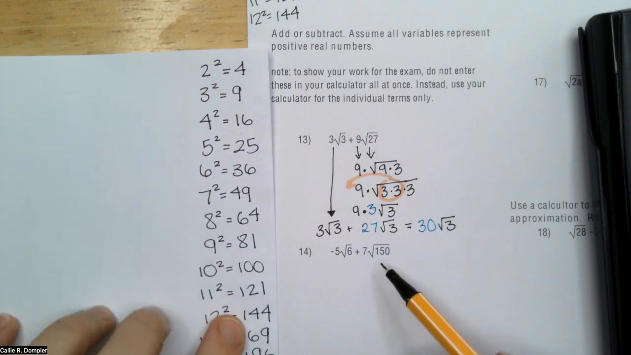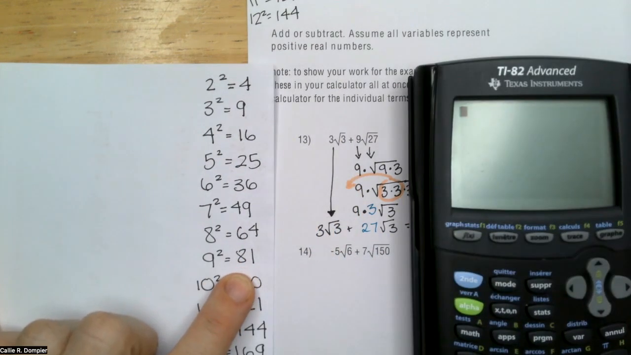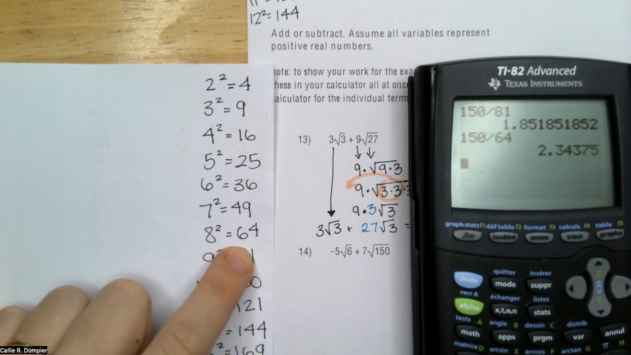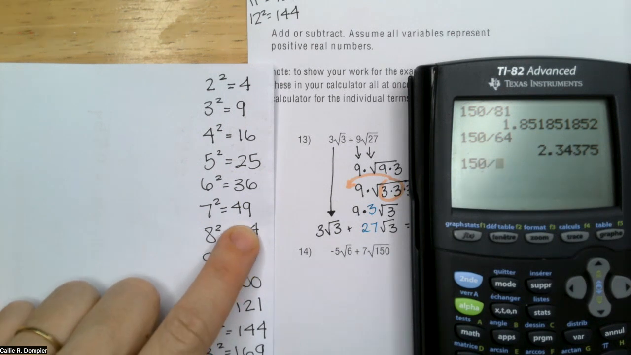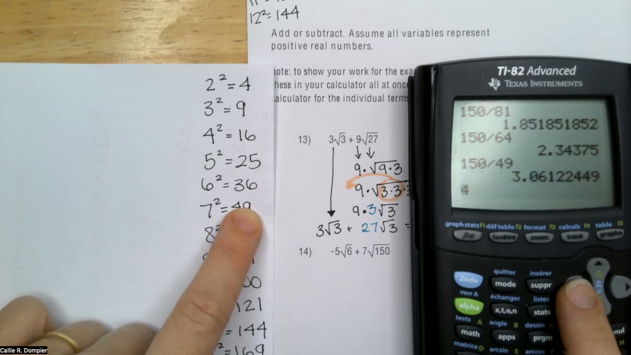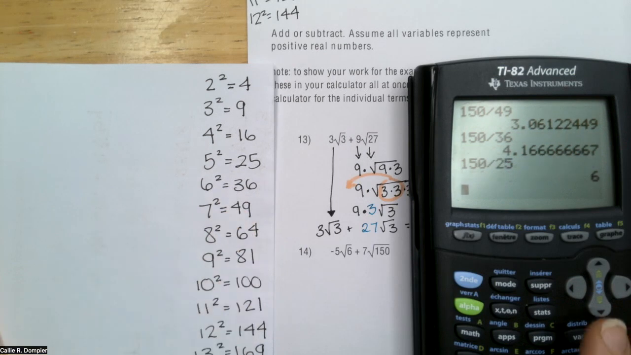150, we might want to start, it's not going to be 121, it's not going to be 100, right? 150 divided by 81. No. Good. So I'm just checking to see if there's anything I can pull out. 150 divided by 64. No. Maybe you should just go straight to 25 because you know that it will work, right? 150 divided by 36. 150 divided by 25 is 6, okay?